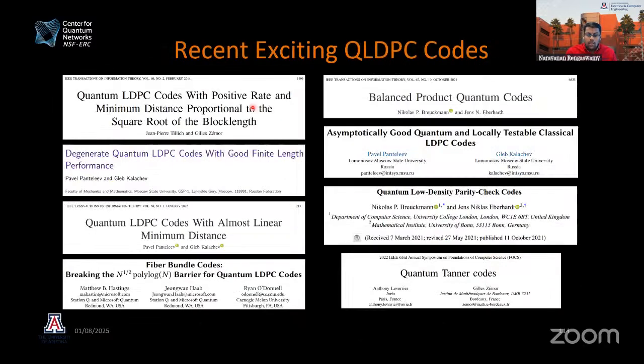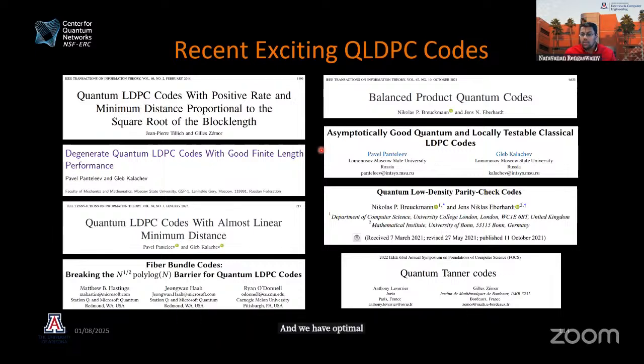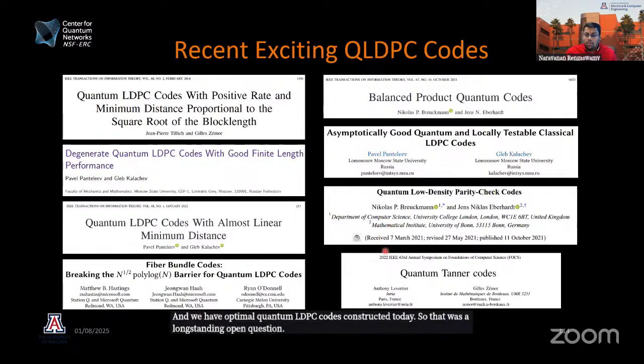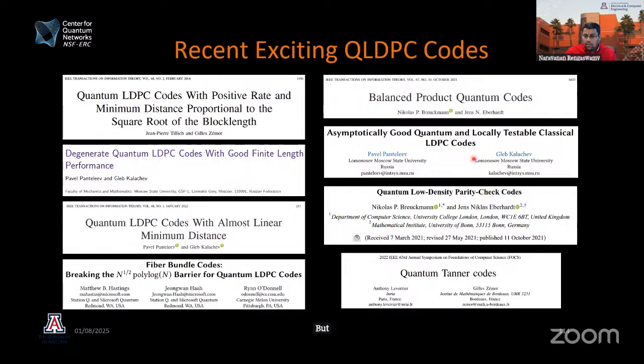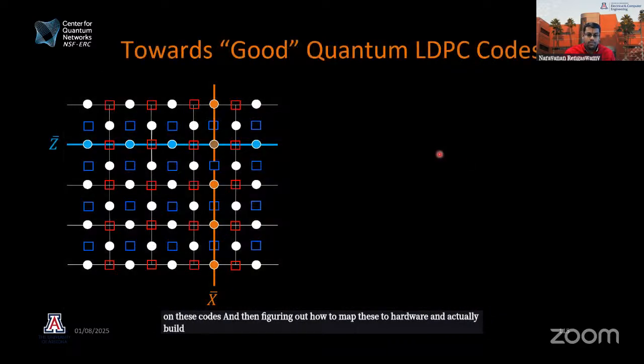So the last few years have seen an explosion of work in constructing good quantum LDPC codes, and we have optimal quantum LDPC codes constructed today. That was a long-standing open question, but this paper of Panteleev and Kalachev gave us optimal constructions. And now we are working on building good decoders, finding how to do computation on these codes, and then figuring out how to map these to hardware and actually build these quantum computers.